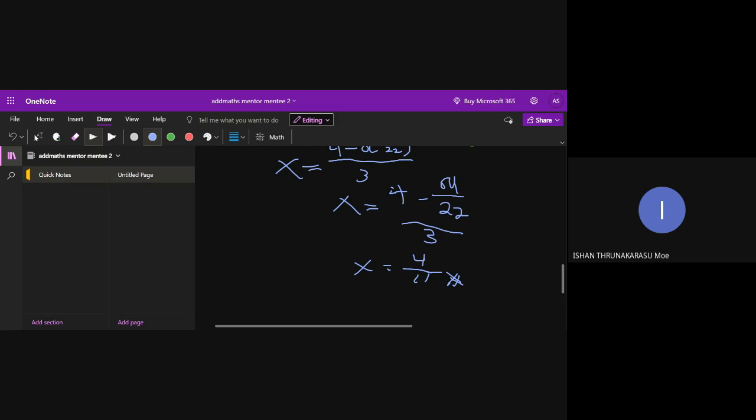What's the final answer? x equals 4 over 11. How did you do the calculation? What I did is, in the calculator, 64 divided by 22. First you take 4 minus 64 over 22, then you get the answer. After that, you divide by 3 again. The answer 4 minus that one, divided by 3. That's how you get 4 over 11, right? Alright. Now all understand? Yeah.